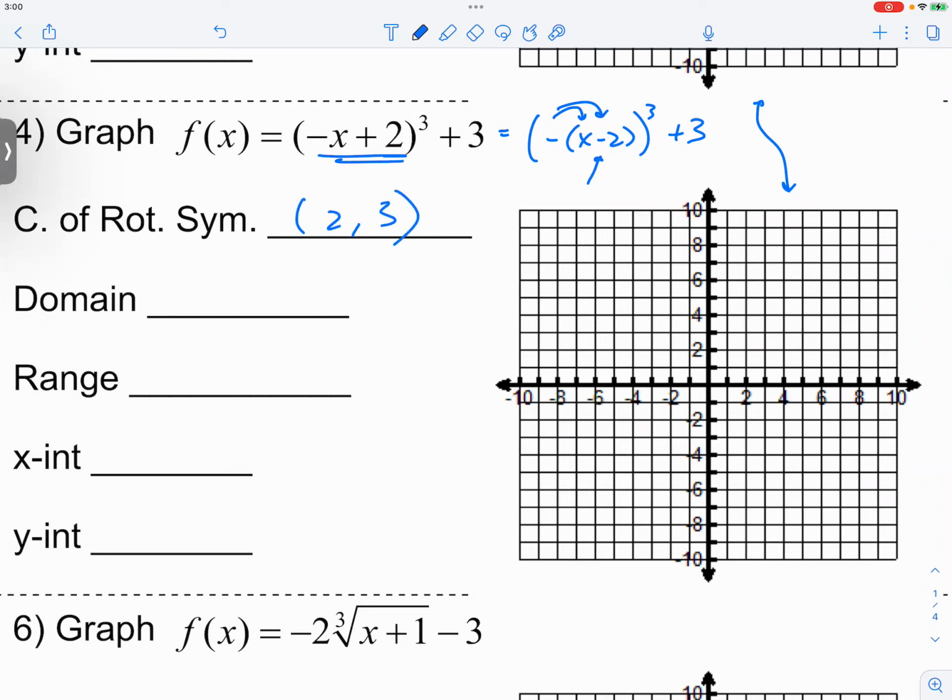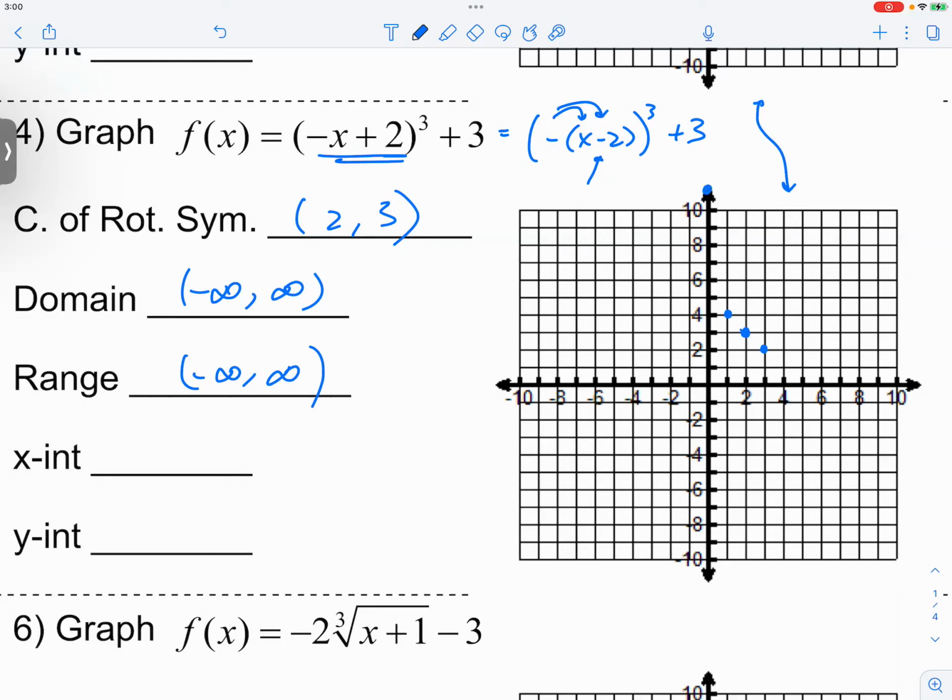And the center of rotational symmetry will be at 2 comma 3 right here. Domain and range would be just negative infinity to infinity. All right, so let's take care of that. Now, there's no horizontal or vertical stretch. It's just a simple reflection. So that means we can go ahead and sketch our dots.